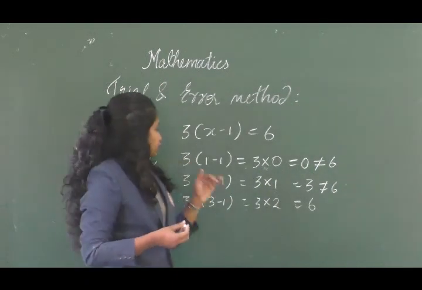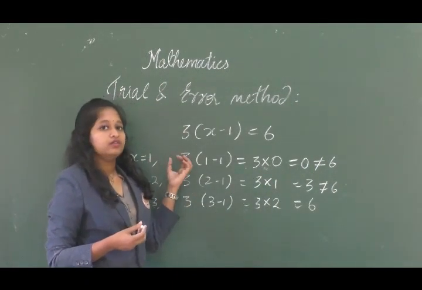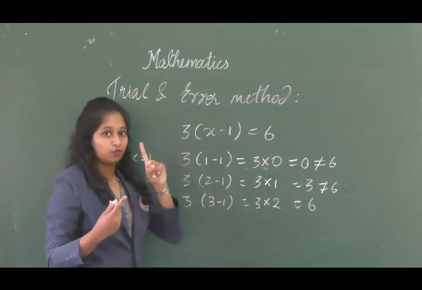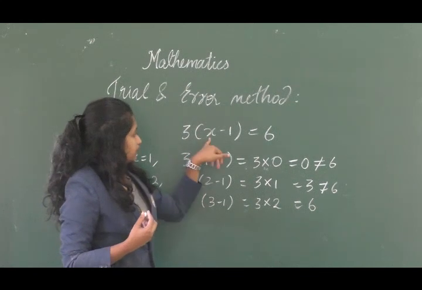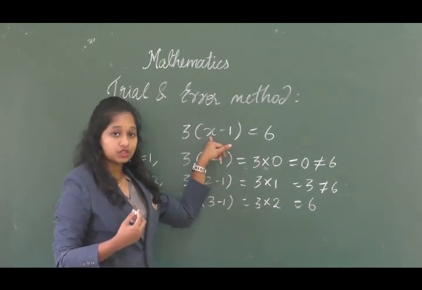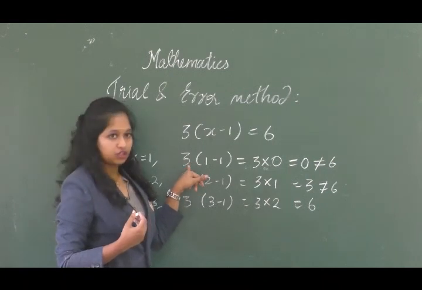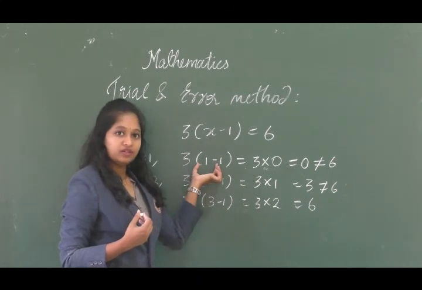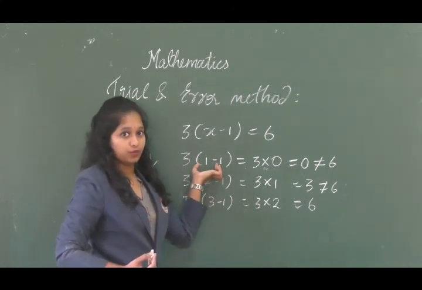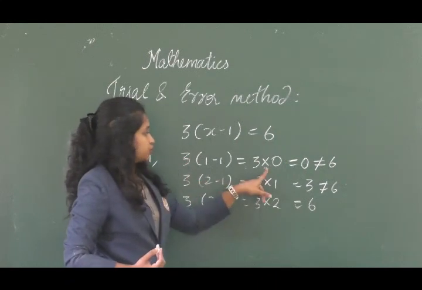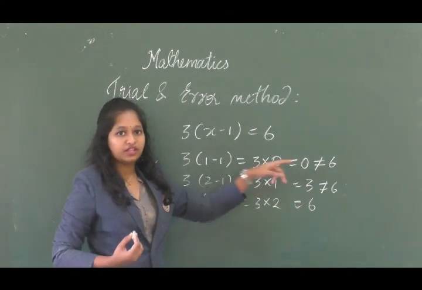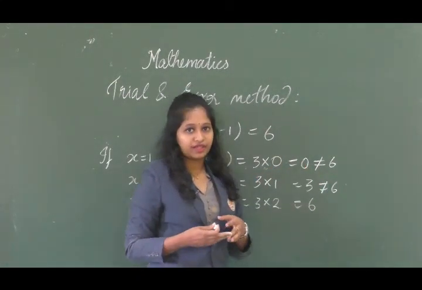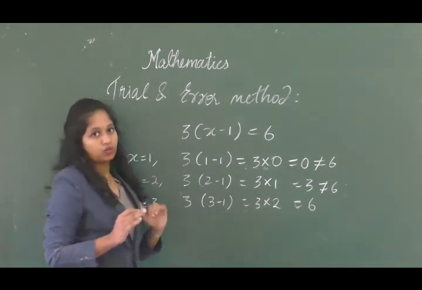Let's see. First, let's give the value for x as 1. Now in the place of x, substitute 1. So we get 3 into 1 minus 1. Now what is 1 minus 1? It is 0. So 3 into 0 is 0. Any number into 0 is 0. So this is not equal to 6. That means x is not 1.